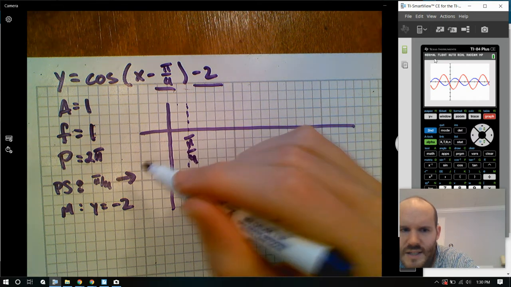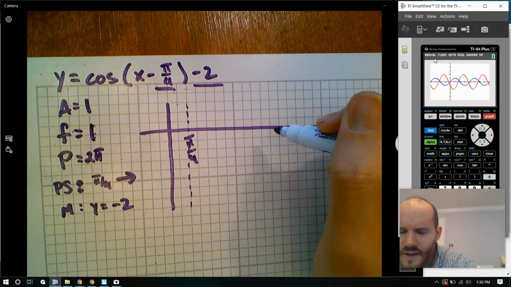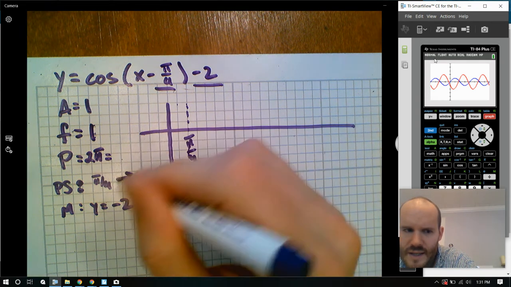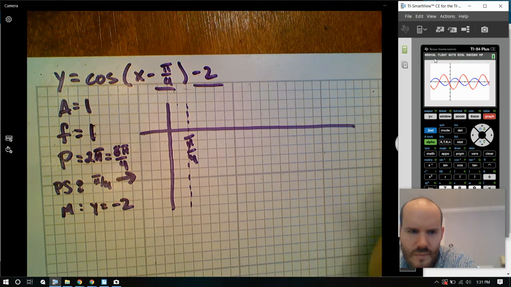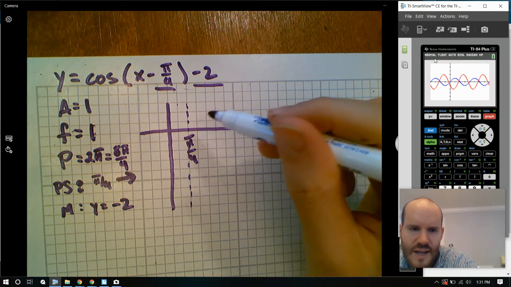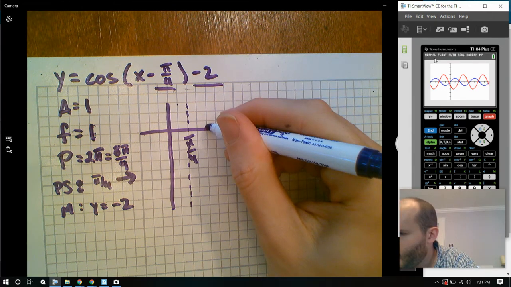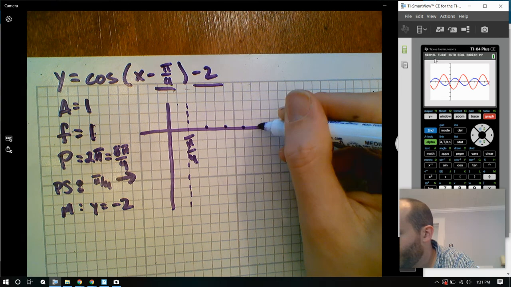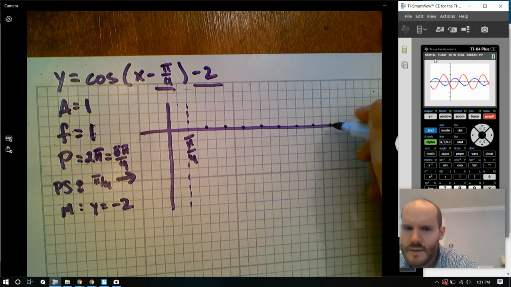Okay. Now I need to figure out where, if that's the start of my period and I have to go 2 pi over, I need to figure out where this period's going to end. So I'm going to rewrite 2 pi in terms of fourths. And that would be 8 pi over 4. Okay. That means I have to move 8 pi over 4 boxes over. So I'm going to count that out. I'm going to go 1, 2, 3, 4, 5, 6, 7, 8.